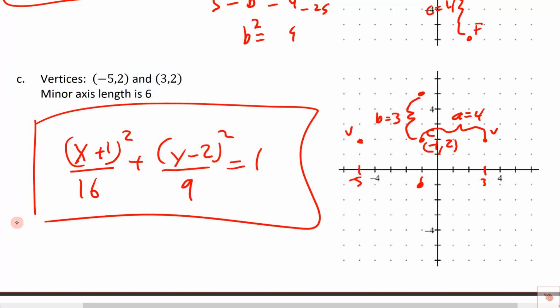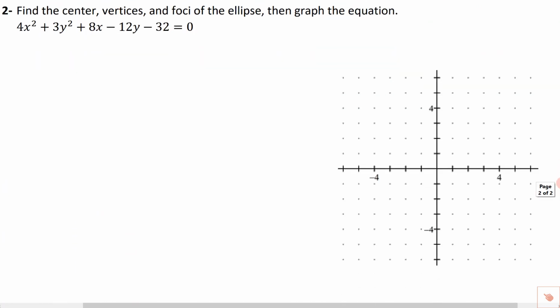Any questions there? No. Easy enough? Yes. Okay, flip the page over.